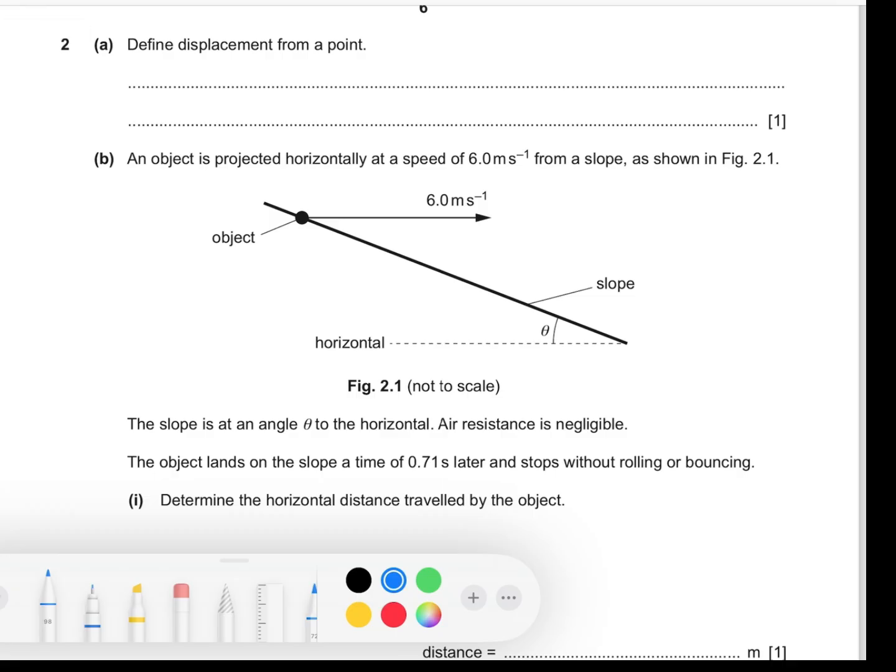Question 2a, define displacement from a point. So displacement, being a vector quantity, will have magnitude and direction. It is the shortest distance measured from a point with its specific direction.